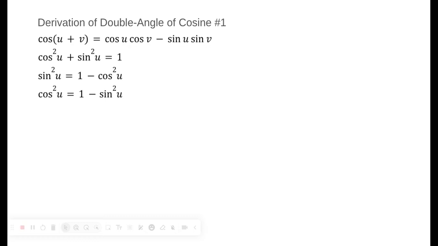In this video, we are going to derive all three of the double angle of cosine identities. We're going to start like we did with the double angle of sine, where we used the sum of sine, or the sine of a sum. Now we're going to do the cosine of a sum. So if we're having the cosine of 2u, well, that means we're going to have the cosine of u plus u.